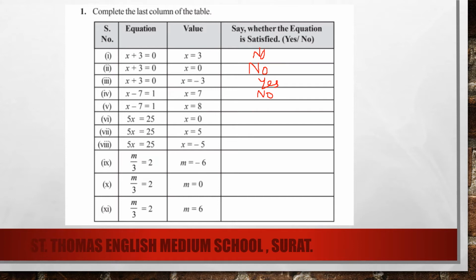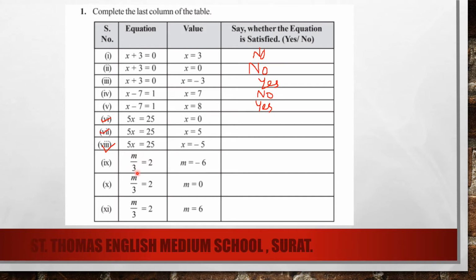Next one, x minus 7 is equal to 1. Value of x is given 8. So 8 minus 7. What is 8 minus 7? 8 minus 7, 1. It is equal to 1. That means LHS is equal to RHS. So you can write here yes. It's clear? Now, question number 6 and question number 7 and question number 8, you can do it as homework. Now we will do question number 9.